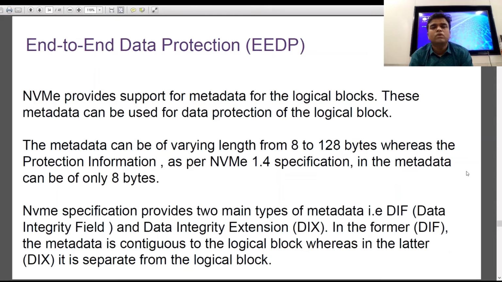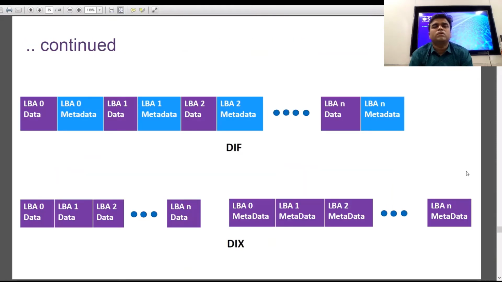Also, the specification talks about different types of metadata. One is DIF, that is data integrity field, and the other is data integrity extension, that is DIX. In DIF, we can have the metadata in continuation with the logical block, whereas in data integrity extension, it will be separate. This is the logical representation of how DIF and DIX look. As you can see here, in case of DIF, the data and metadata are in continuation with each other, whereas in DIX, we have the data separate and the metadata separate.